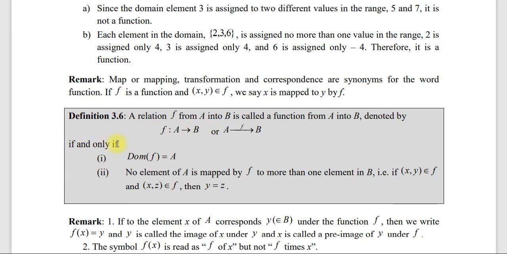If and only if, first, the domain of f is equal to A, and second, no element of A is mapped by f to more than one element in B. Therefore, if (x, y) is an element of f and (x, z) is an element of f, then y is equal to z. This is the definition given mainly to define a function.